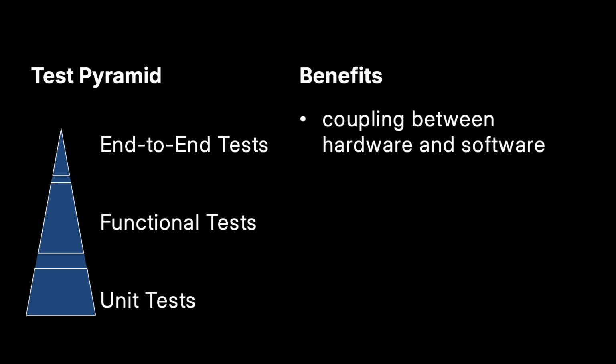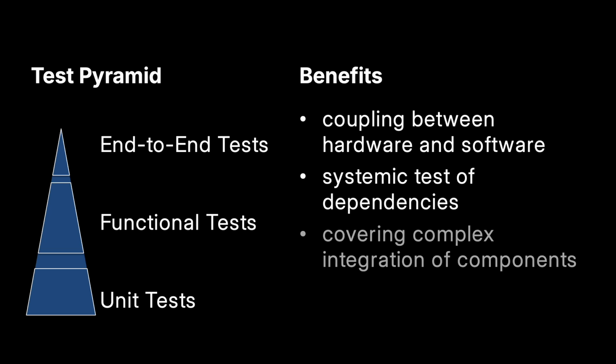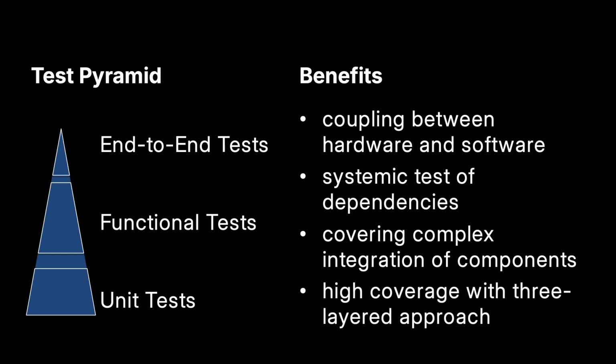For example, you have the coupling between hardware and software testing, which is especially important for embedded systems. Then you have the systemic test of dependency, which is very important for complex systems where you have multiple components. You cover complex integration of components due to the layered approach, and there's a high coverage due to the three layers.